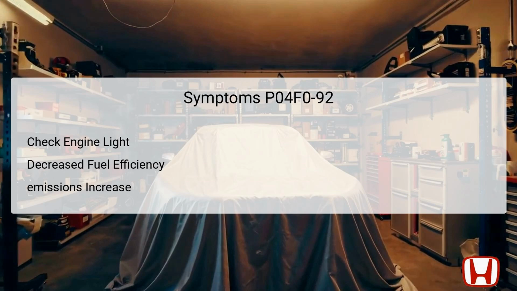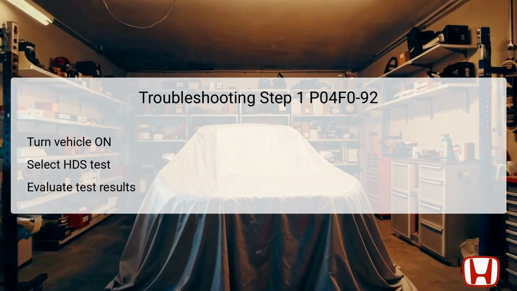Observing these symptoms immediately can assist in early identification of the issue, reducing potential long-term damages and ensuring compliance with emissions regulations. The first step in troubleshooting DTC P04F0-92 is to turn the vehicle to the on mode, which powers the necessary systems for diagnostics but does not start the engine. Next, the Honda Diagnostic System, HDS, must be selected to perform the EVAP purge flow check test. This test is crucial for evaluating whether the purge flow is functioning as intended, helping to identify the presence of any faults in the system.